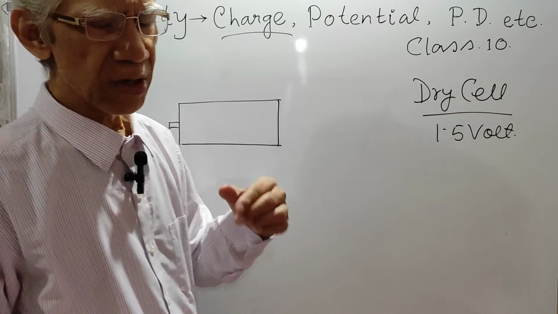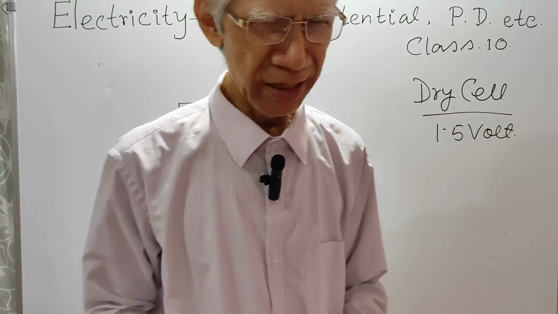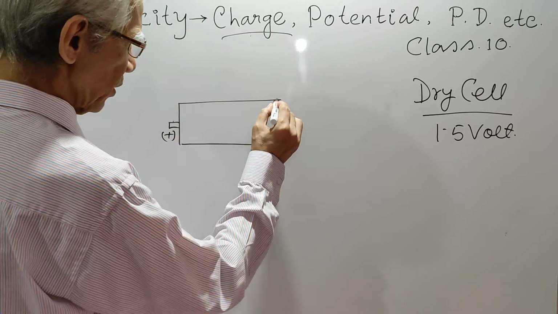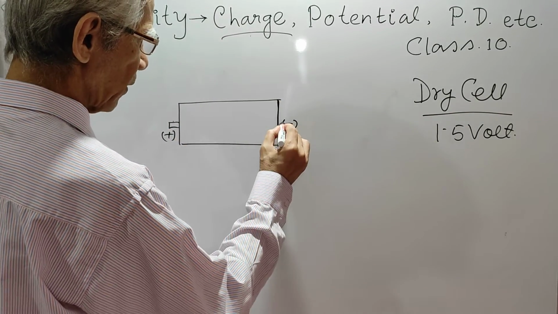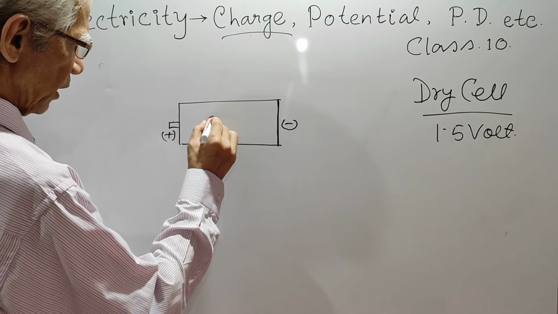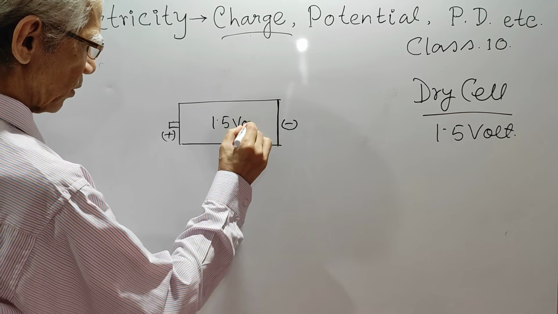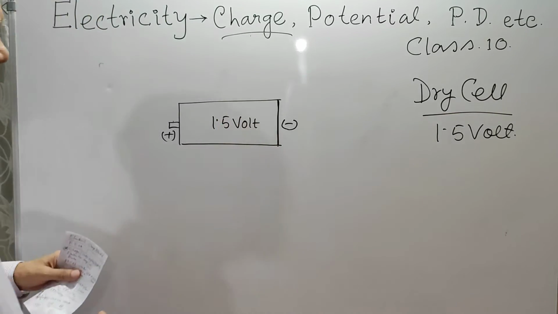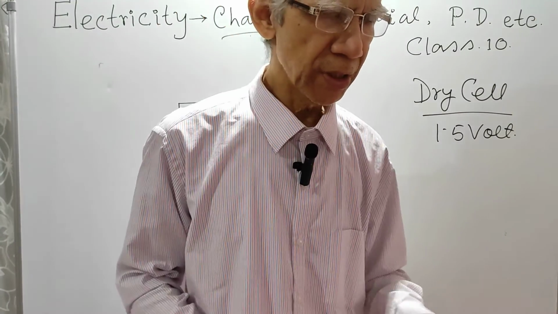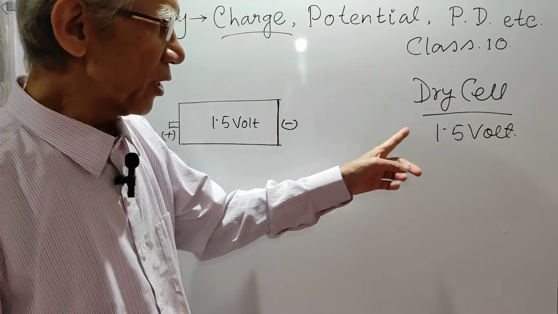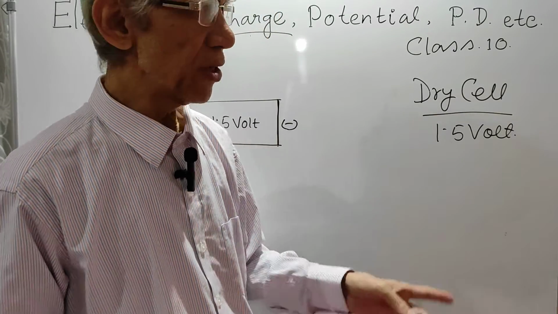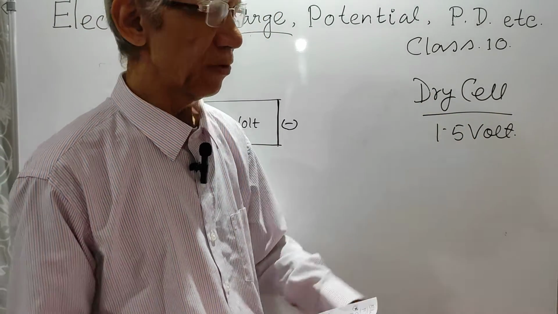So this is a dry cell. I think you have studied the details about the dry cell in class 7, 8 or 9. In the dry cell, this is the positive terminal, and this container is the negative terminal. Between positive and negative there is 1.5 volt. This is the potential difference of a dry cell. Now in the exam, sometimes they ask you a question: the potential difference of a dry cell is 1.5 volt, explain. Or what do you mean by saying the potential difference of a dry cell is 1.5 volt?